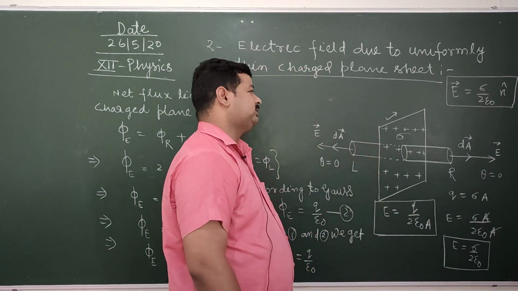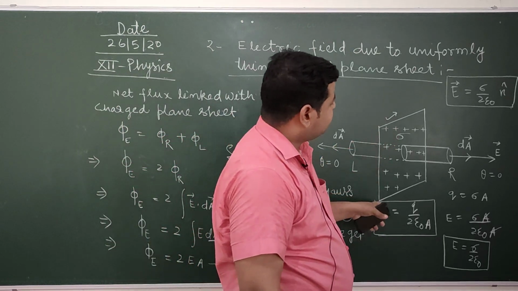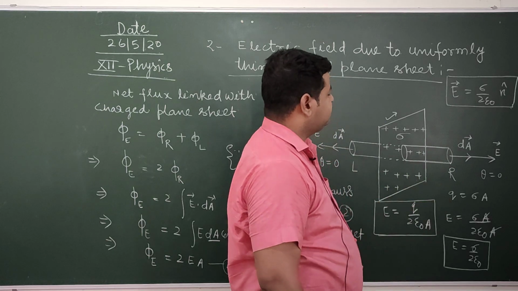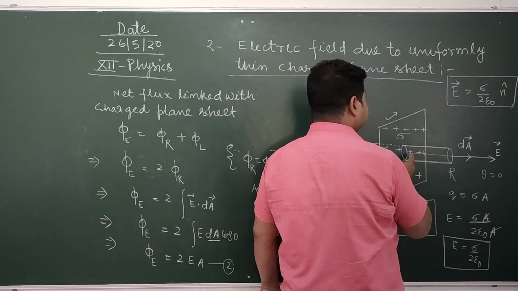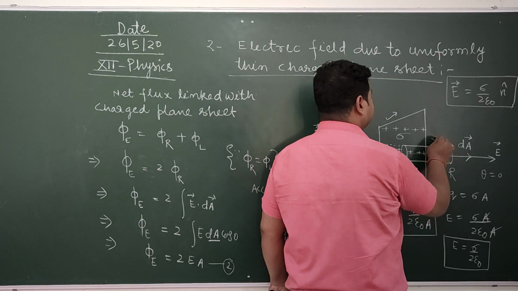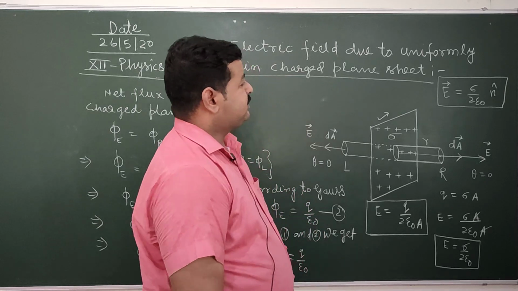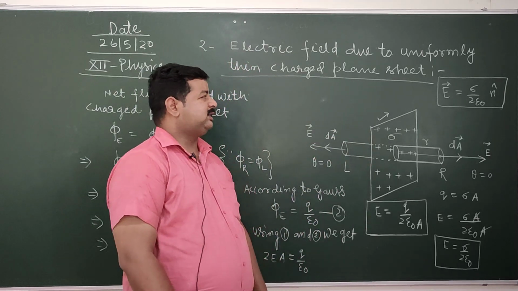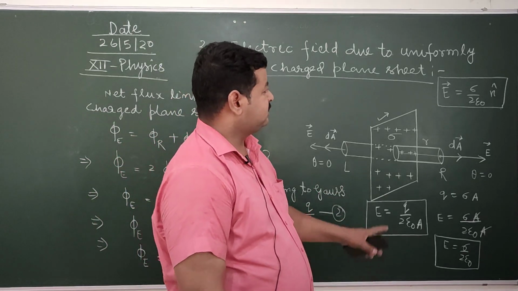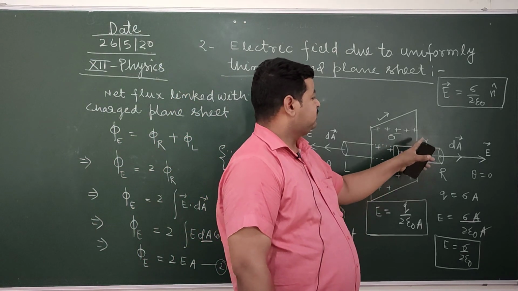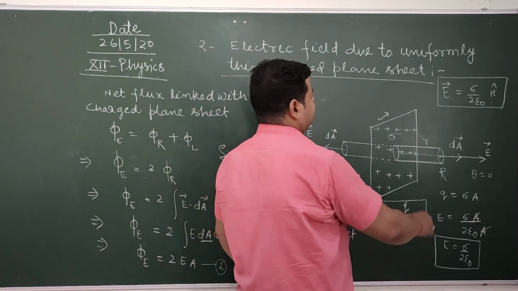From this expression, it is observed that the electric field due to a charge plane sheet does not depend upon the distance. If we suppose that the distance of that point is r, in the expression there is no small r. So from the expression it is clear that the electric field due to this uniformly charged plane sheet does not depend on the distance from the charge plane sheet. This is an important point.